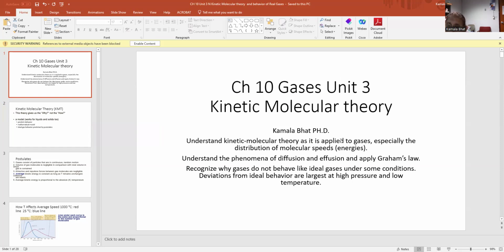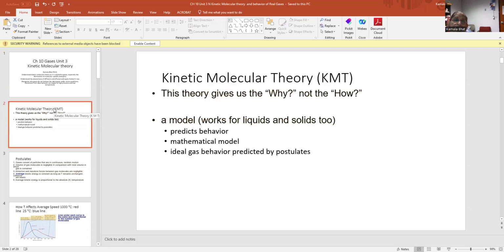Deviations from ideal behavior are largest at high pressures and low temperatures. And so, because of the deviations that are there, we need to understand what the assumptions under the kinetic molecular theory are that are not very accurate. And to do that, we go down to the next slide and continue.